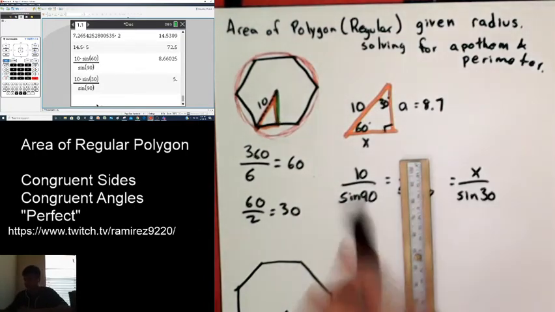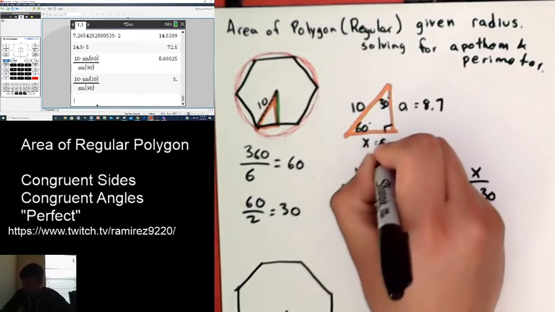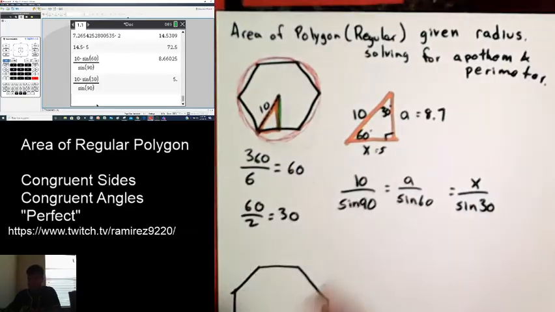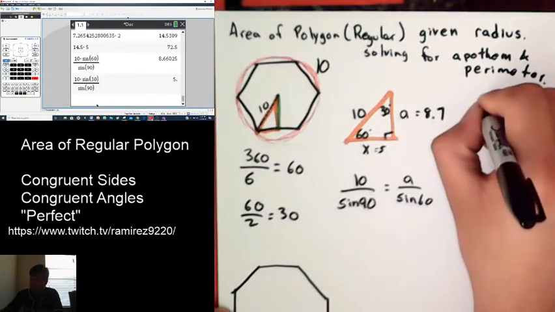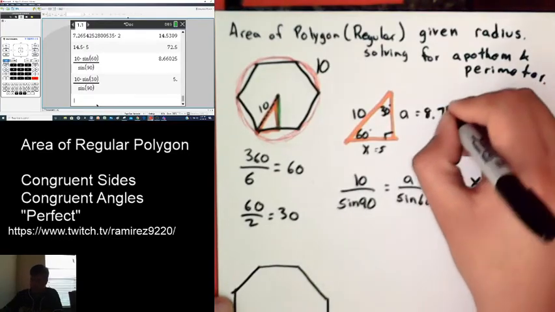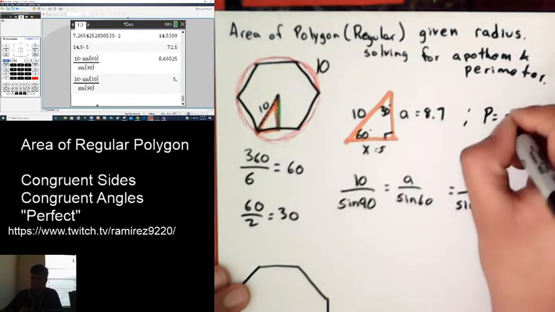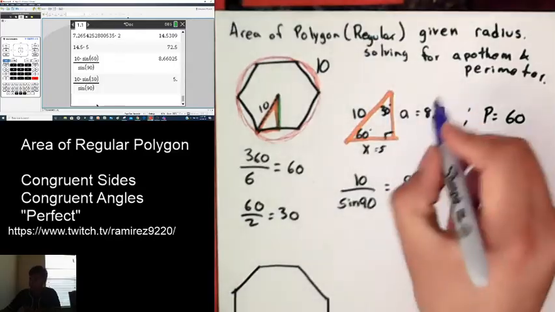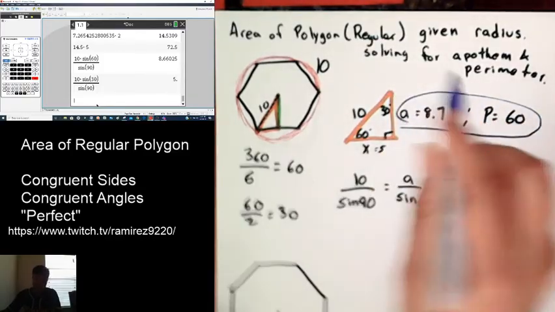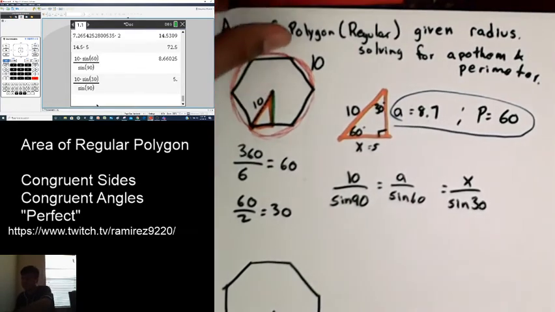And so each side length here is 5. I mean, this part is 5. So if that's 5, that's 5, so each side is actually 10. And now that I know that each side is 10, I could easily get my perimeter. Oh, my perimeter has to be 60. And again, once you know those two things, you're pretty much set and ready to find the area. Go back and look at part 1 if you don't know what to do with those two things.